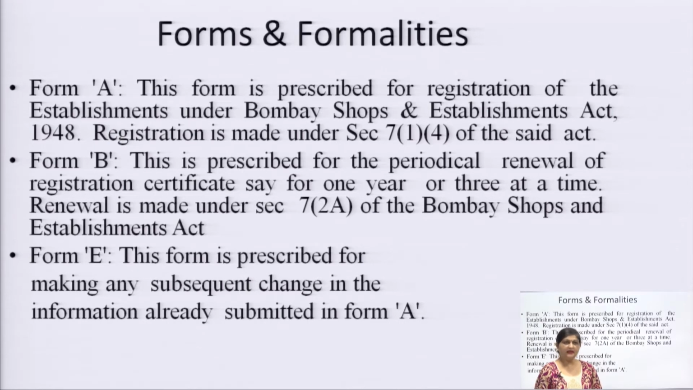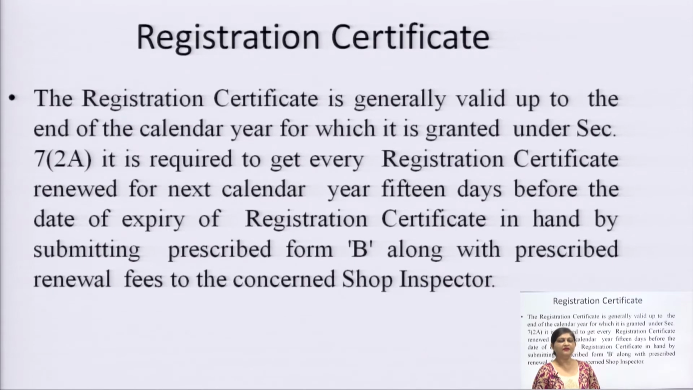Then Form B is prescribed for the periodical renewal of the registration certificate, say for 1 year or 3 years at a time. Renewal is made under section 7(2)(a) of the Bombay Shops and Establishments Act. And Form E is prescribed for making any subsequent change in information already submitted in Form A. After filling these forms, these shops and establishments will get a registration certificate, which is generally valid up to the end of the calendar year, under section 7(2)(a).